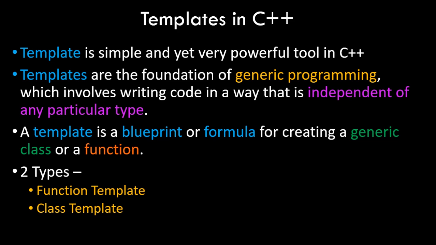So templates is a simple and yet powerful tool in C++, and what it does is it helps us in generic programming. So you can see point number 2, templates are the foundation of generic programming, and generic programming involves writing code which is independent of any particular type, and by type, I mean its data type. So a template is a blueprint or a formula for creating a generic class or a function. Now there are two types, that is the function template and class template.